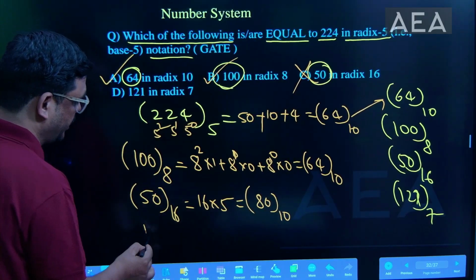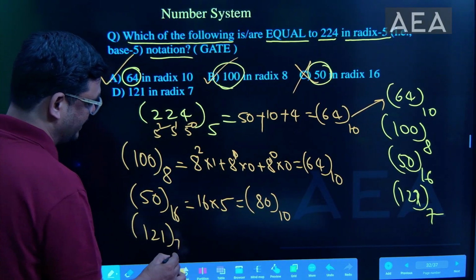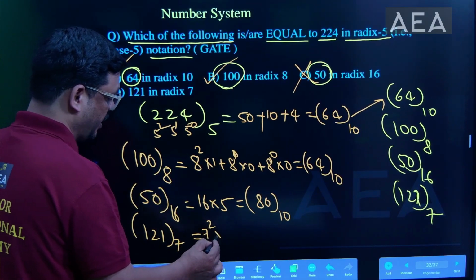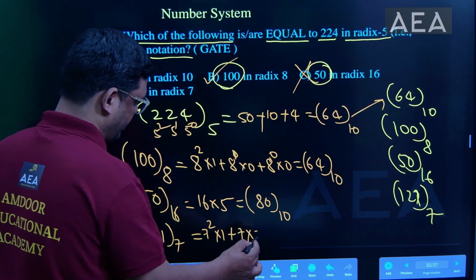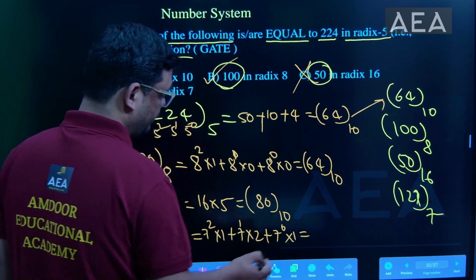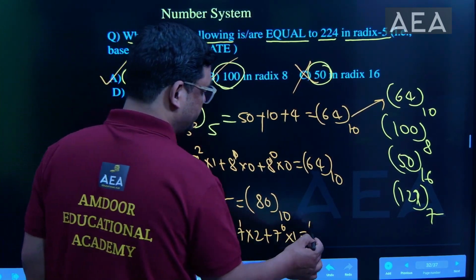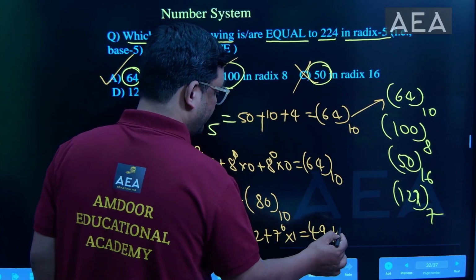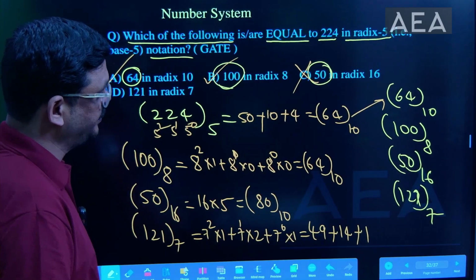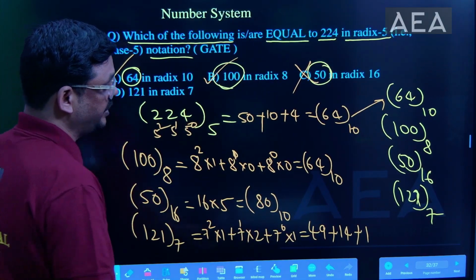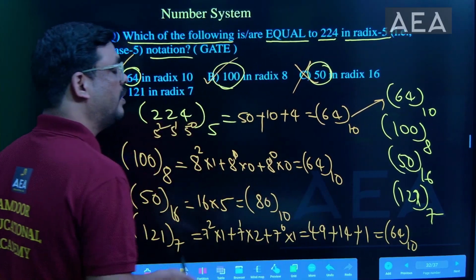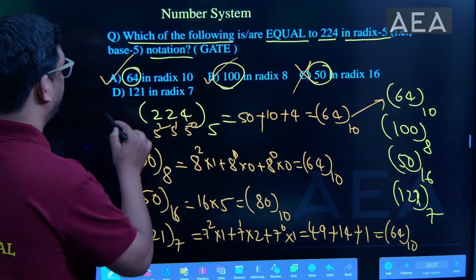And one more option there: 121 with base 7. 7 power 0, 7 power 1, 7 power 2. So 7 square into 1 plus 7 into 2 plus 7 power 0 into 1. 7 square is 49, plus 7 into 2 is 14, plus 1. Just add all these numbers. This gives 64. So this is also equivalent to 64 in decimal. That's why we can select A, B and D.